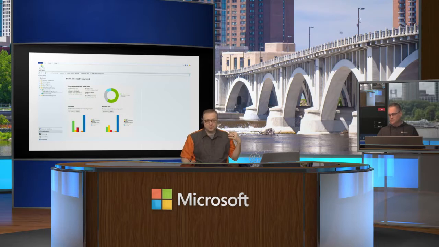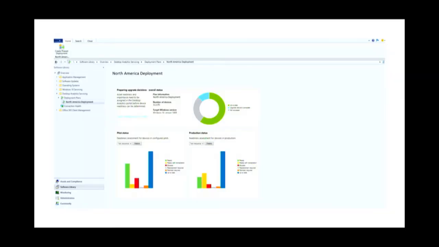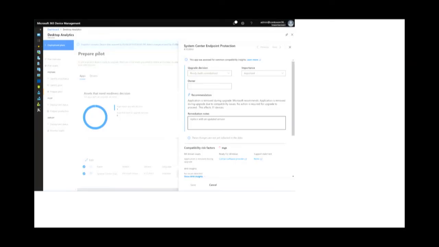So let's cut back to screenshots. There's a decent amount of System Center console integration too. So here's the North America deployment plan and its integration into the actual System Center console. So this is not only cloud. It comes back and forth between the two. We can stay on the screenshots for a minute or two here. There's the prepare pilot. It talks about, hey, how are you going to do this with System Center Endpoint and all the rest of that stuff.